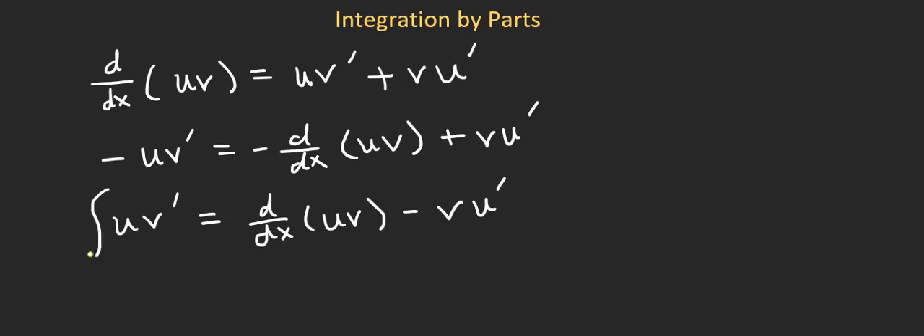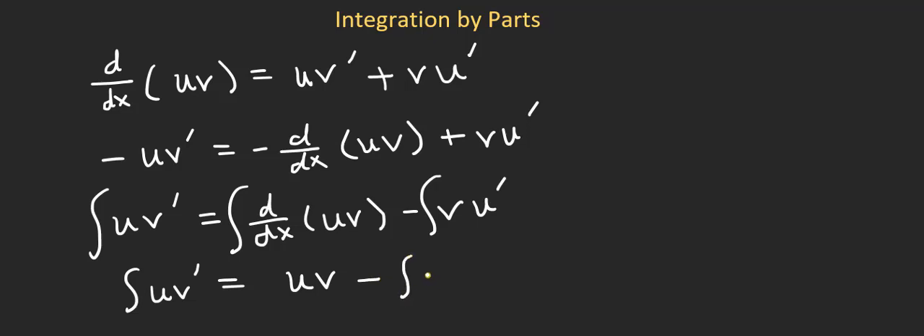Now what I'm going to do is I'm going to take the integral of each part. So you end up getting integral of u v prime is, what is the integral of derivative of uv? That's just uv. Minus integral of v u prime.